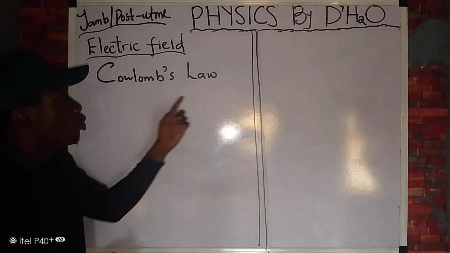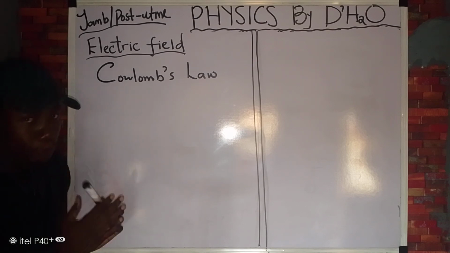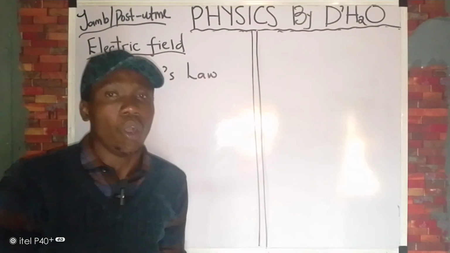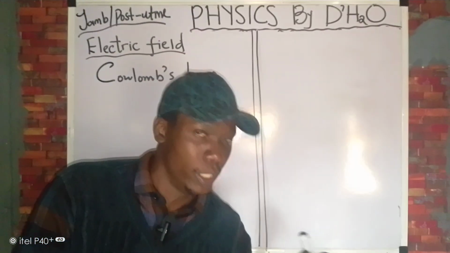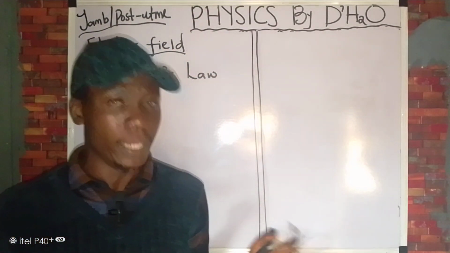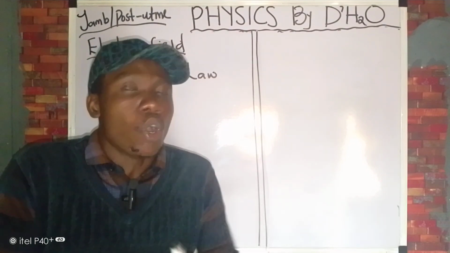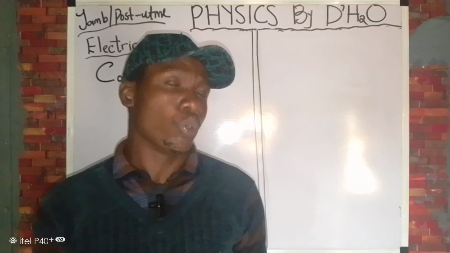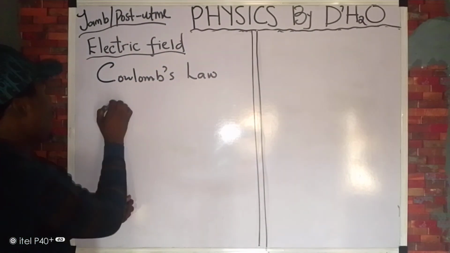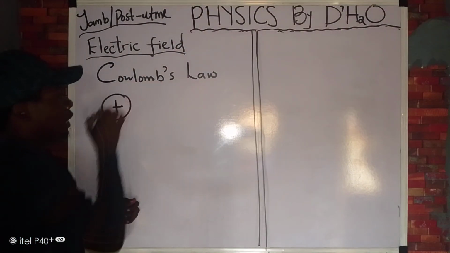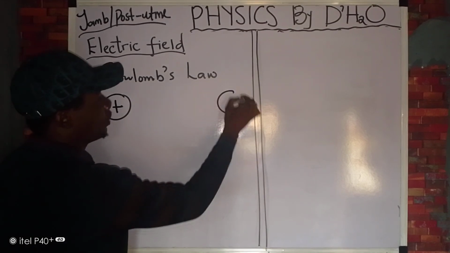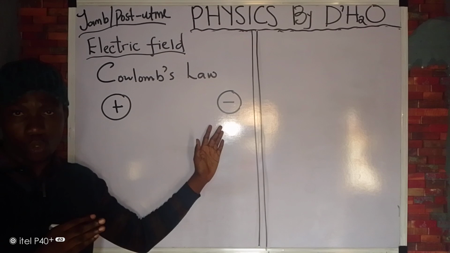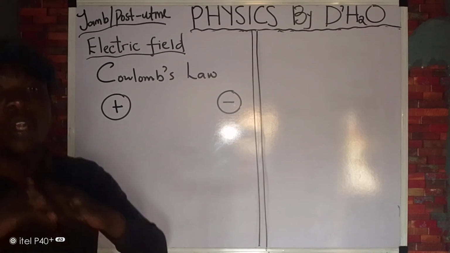Now, according to Coulomb's law, if I have two charged bodies, it could be positive and negative where there will be attraction, or it could be positive and positive or negative and negative. That is to say, it could be like charges or unlike charges. Now let's consider the force of attraction between two unlike charges. Let's assume we have a proton which is positively charged and we have an electron which is negatively charged. Remember, there is a force of attraction between these two bodies because they have opposite charges.